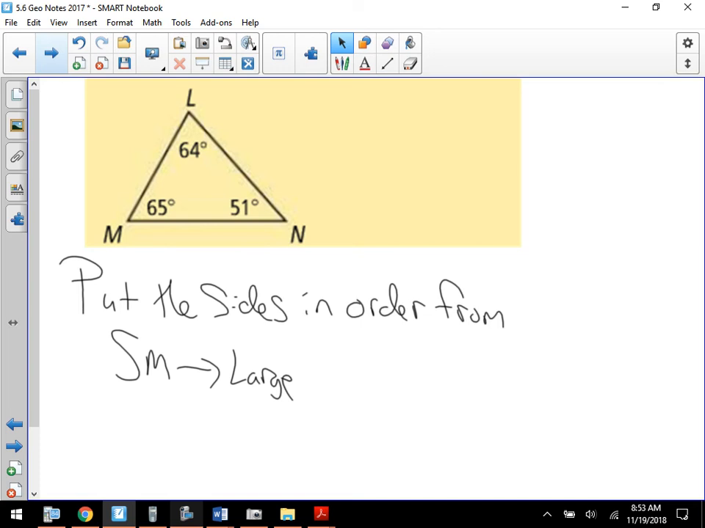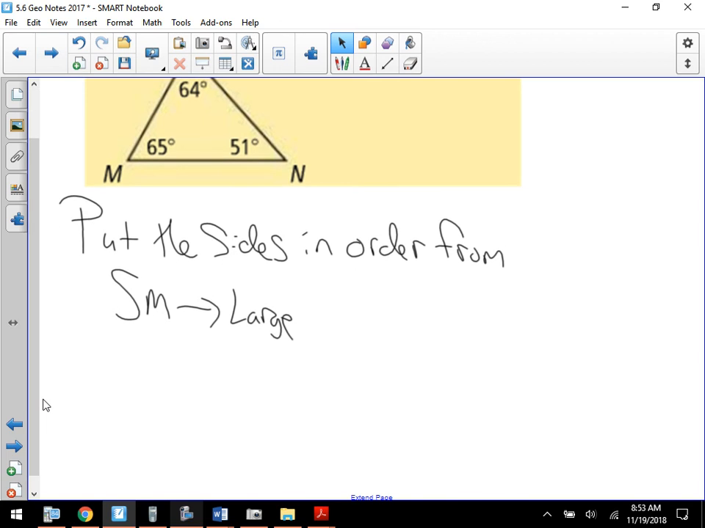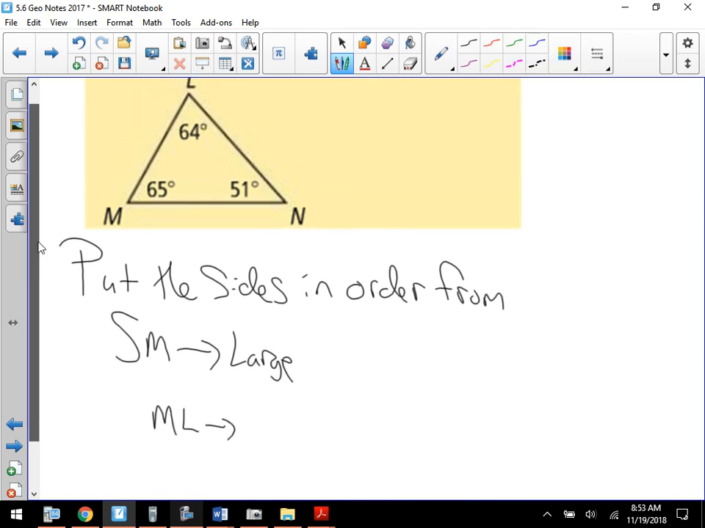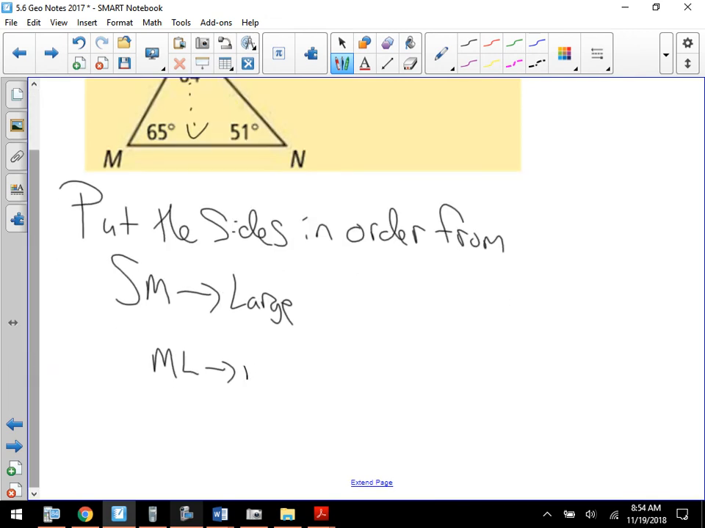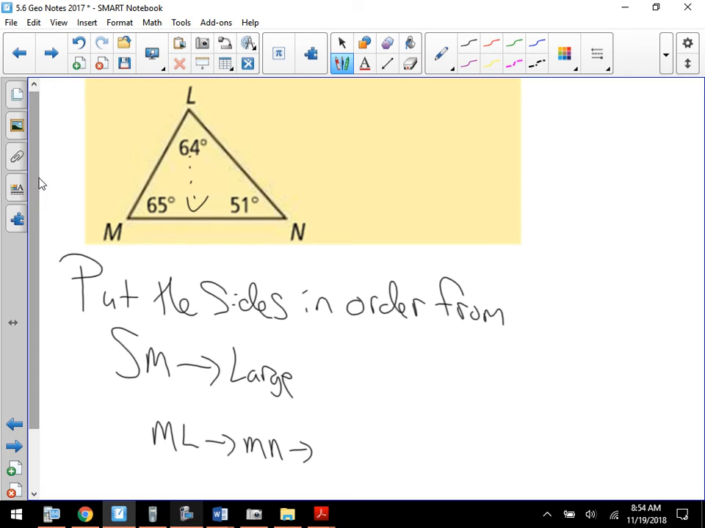Well, when you do this, which of those is the smallest angle? 51. So what's across from the 51? ML. So the smallest side has to be ML. What's the next smallest, or next largest angle? The next largest angle is L. So across from that is MN. And then by process of elimination, what's left?